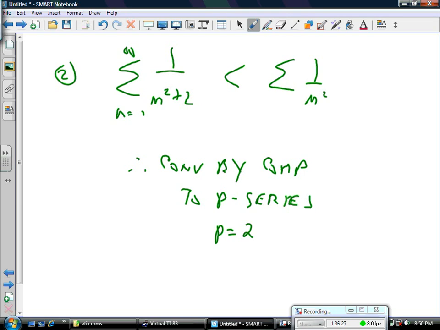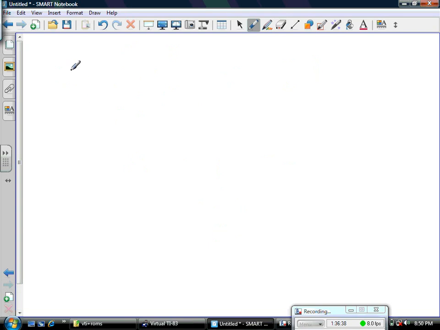How about 7? Next page, 7. The unknown series is n starts at 1, goes to infinity, of n squared over n to the 4th plus 1. Yeah, that's a 4. Okay. Well, they don't give you a hint on this one.